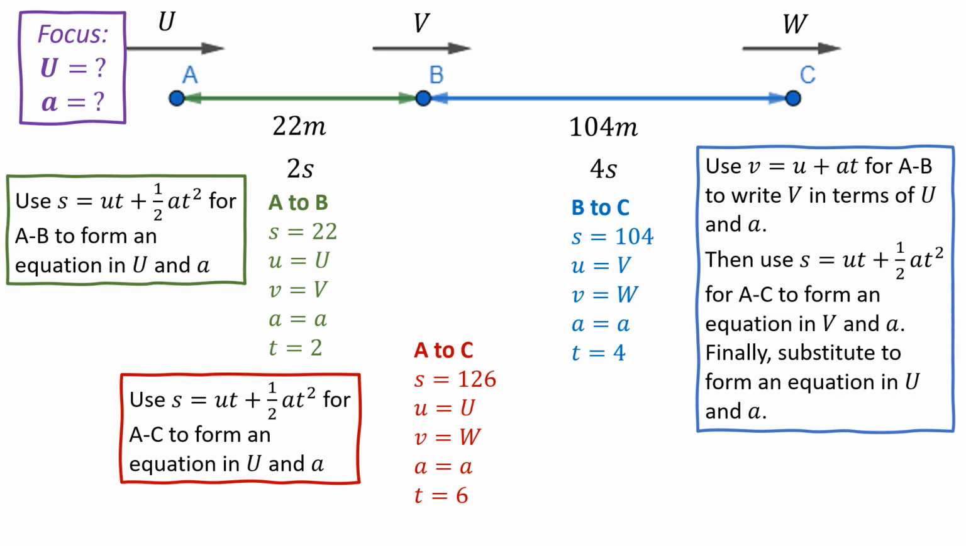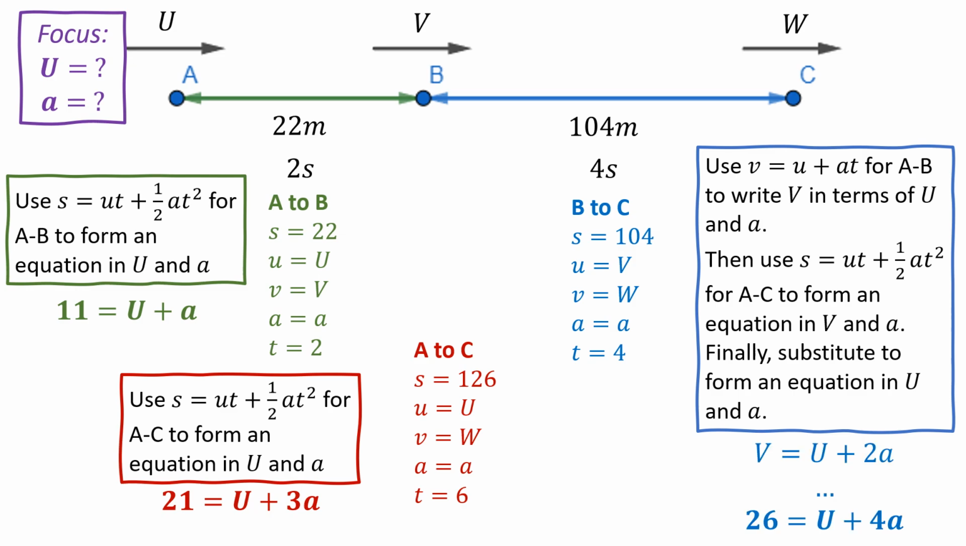If you've already managed to set up the s equals ut plus half at squared equations for the other two sections, A to B and A to C, and if you've now done the B to C one, then you should be able to simplify those down to get something like this. 11 equals U plus A when we look at A to B, 21 equals U plus 3A looking from A to C, and finally, if we use the fact that V equals U plus 2A, we can sub that in and convert our last equation into 26 equals U plus 4A.